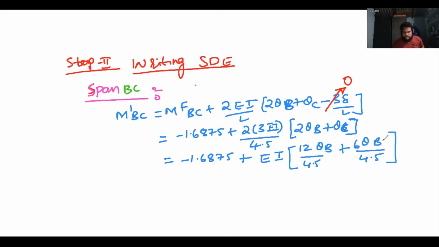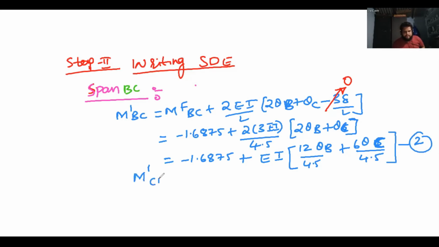Okay, 6 theta c by 4.5. So this will be our equation number 2. Now you can observe that your M dash AB is reduced. That is the reason one of the equations is gone over there. It is reduced.